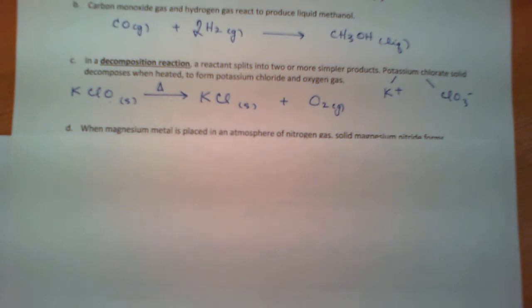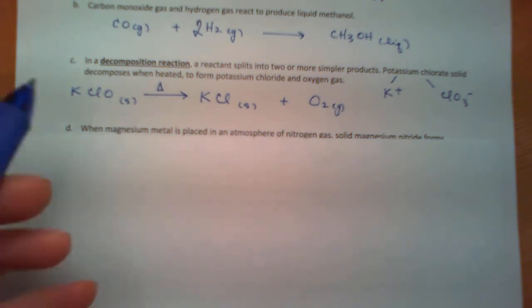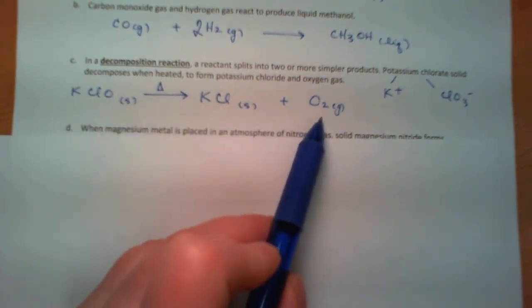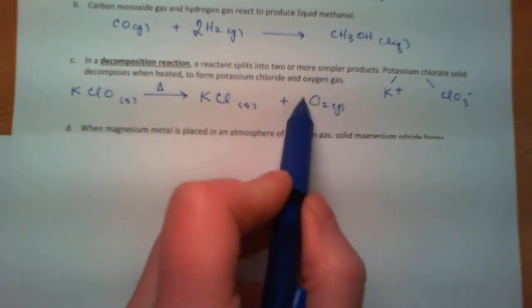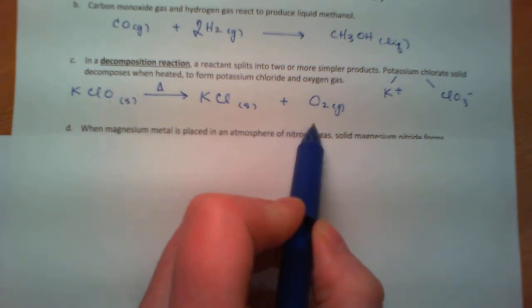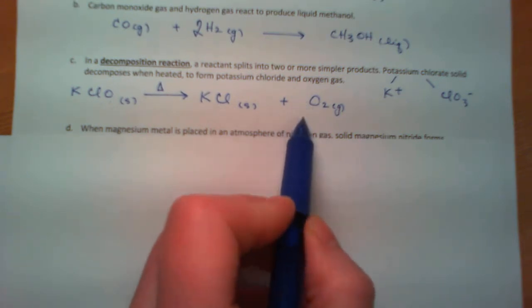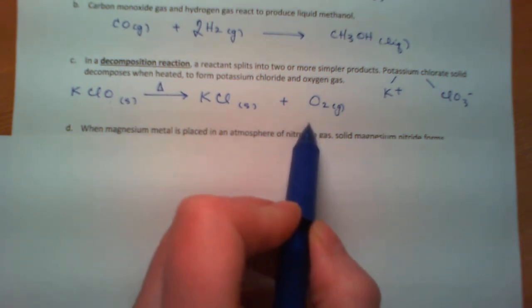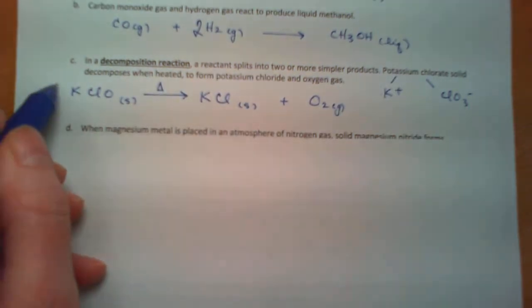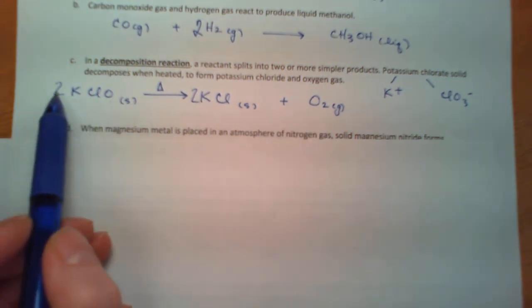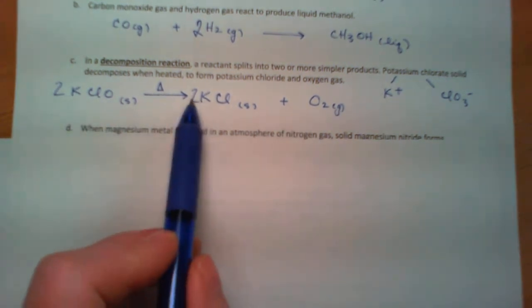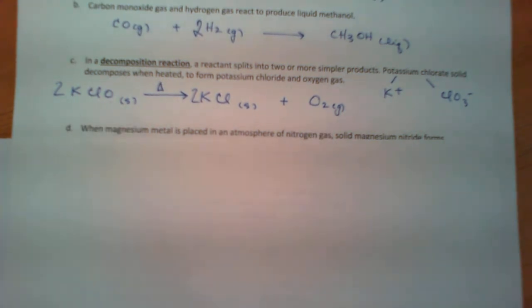Is it balanced? No, I have 2 oxygen there and only 1 here. So I could put a 1/2 in front of this, but I don't want to leave a fraction. And so to get rid of the fraction, I multiply by what the denominator is, 2. So then I multiply everything by 2, and that makes this 1, because 2 halves are 1. So now 2K, 2K, 2Cl, 2Cl, 2 oxygen, 2 oxygen.